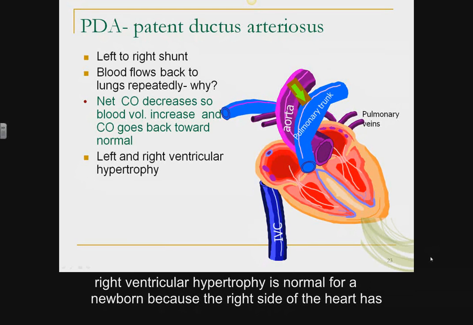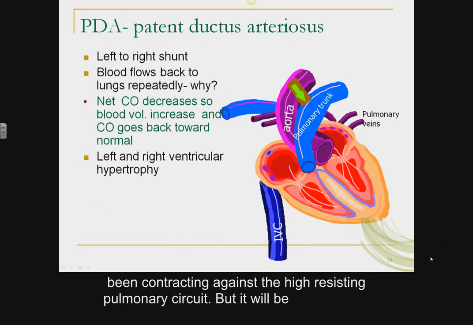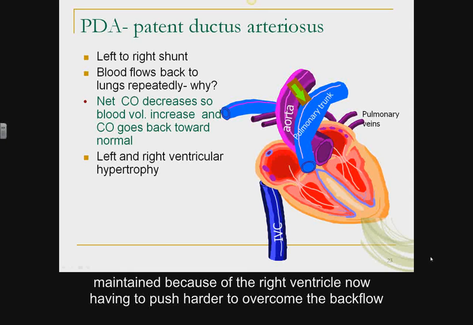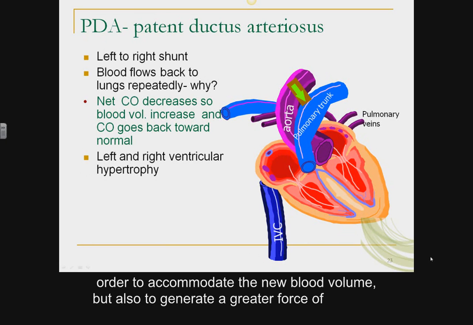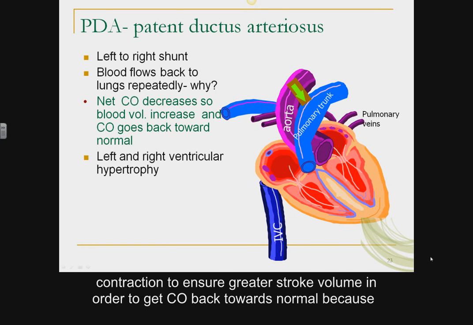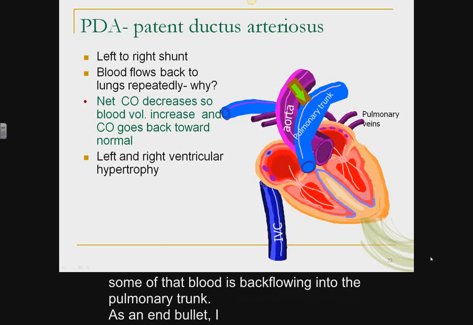First of all, right ventricular hypertrophy is normal for a newborn because the right side of the heart has been contracting against the high resistance in the pulmonary circuit. But it will be maintained because the right ventricle now having to push harder to overcome the backflow of blood into the pulmonary trunk. The left ventricle will also have hypertrophy in order to accommodate the new blood volume, but also to generate a greater force of contraction to ensure greater stroke volume in order to get cardiac output back towards normal, because again, some of that blood was backflowing into the pulmonary trunk.